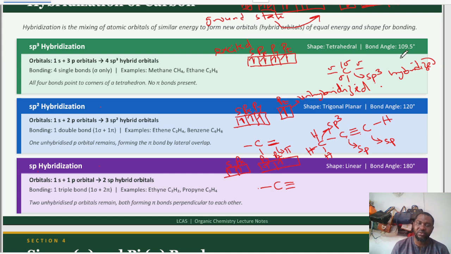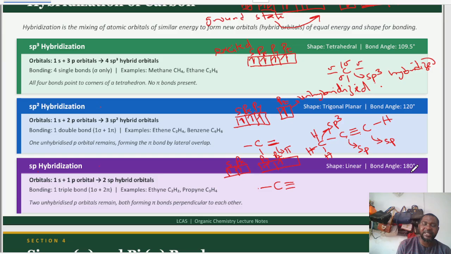An important thing to note: for sp2 hybridization, the shape is trigonal planar and the bond angle is 120 degrees. Okay, important to know. But for sp, if you notice, the shape is straight, linear, and the bond angle for a linear shape is 180 degrees. Very, very important for us to know. So that is it about hybridization.